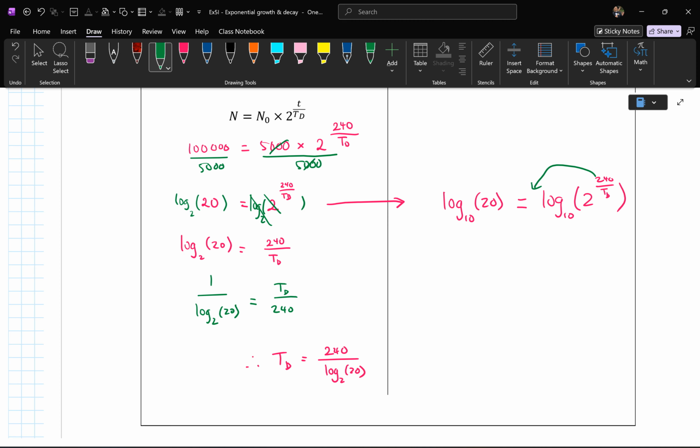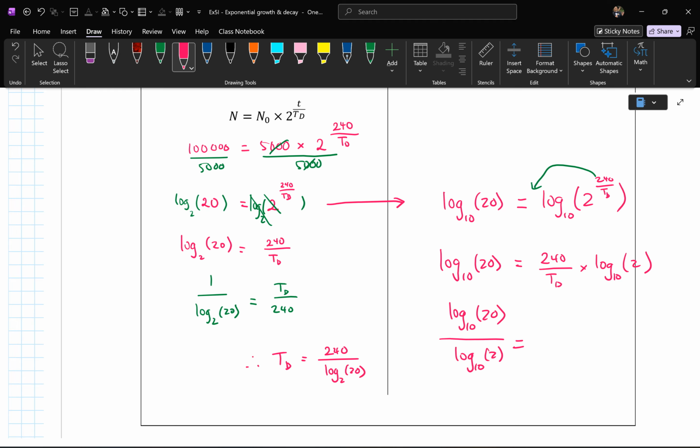You can drop down the 240, so then it becomes 240 over TD times log base 10 of 2. That's using rule number 3. On the left-hand side is still log 10 of 20. And then now you're back to the same thing, just divide both sides by log 10 of 2. And you're back to where we left off with Vibha before.